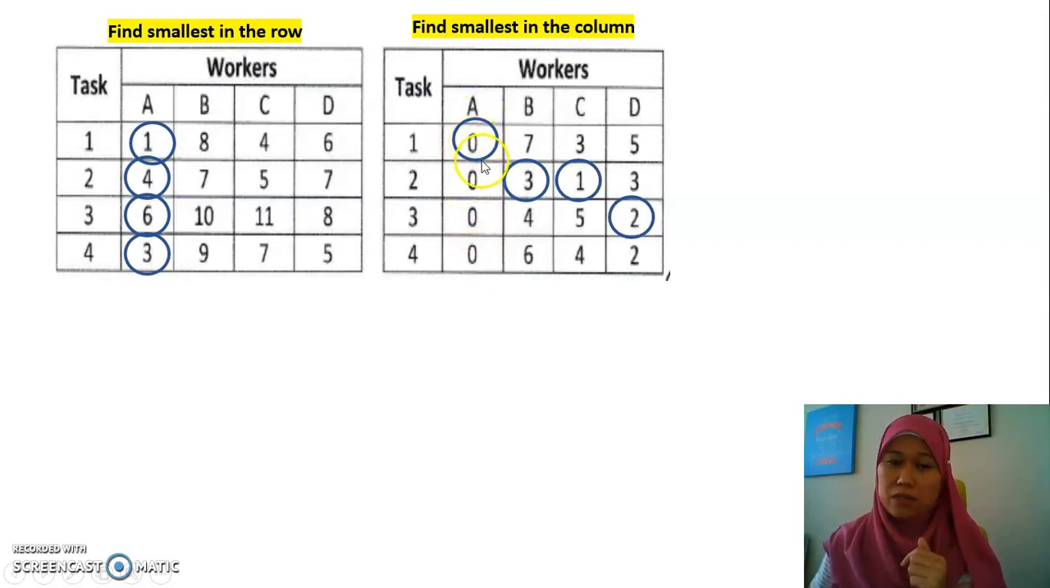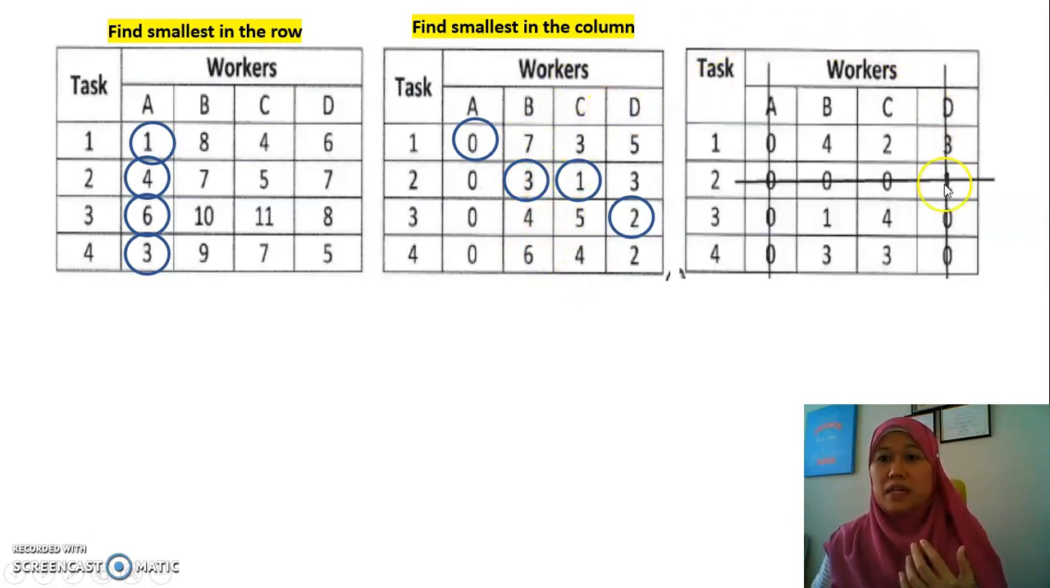For this case, definitely it's going to be all zeros. And for this one, 7 minus 3, 3 minus 3, 4 minus 3, and 6 minus 3. Do the same for columns C and D and make another table. So these are the answers. Just check column D: 5 minus 2 is 3, 3 minus 2 is 1, 2 minus 2 is 0, 2 minus 2 is 0. So these are the answers after you subtract the smallest number in the column.